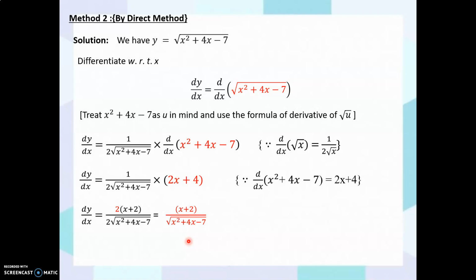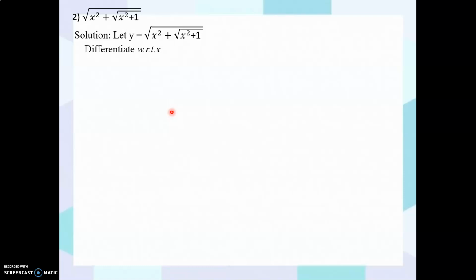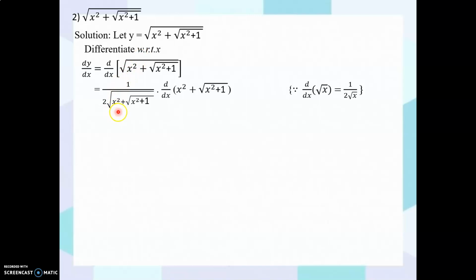So next question onwards we are using direct method to solve questions. Root of x square plus root of x square plus 1. Solution: y is equal to root of x square plus root of x square plus 1. So differentiating this function with respect to x, we will consider outer function is root x format. So we are taking derivative of root x. So 1 upon 2 into root of x square plus root of x square plus 1 into derivative of x square plus root of x square plus 1.